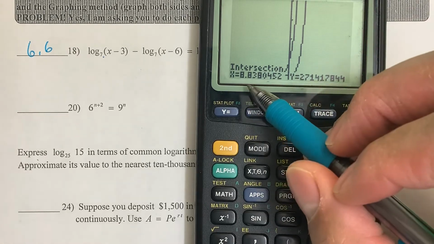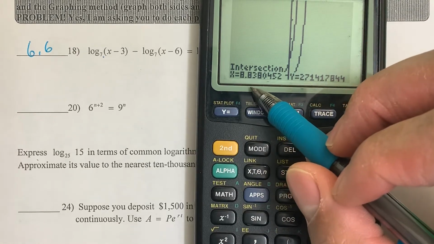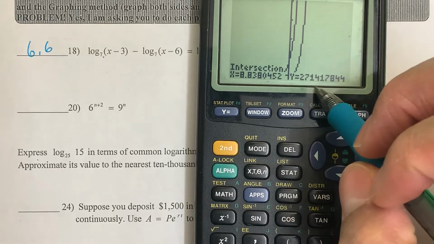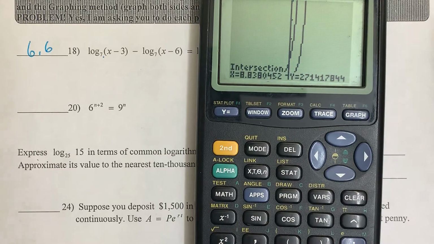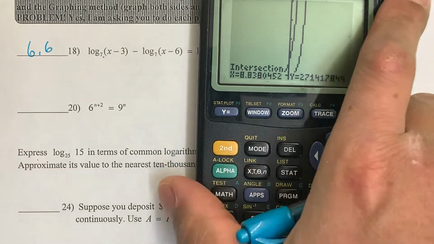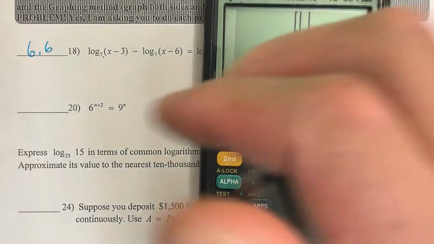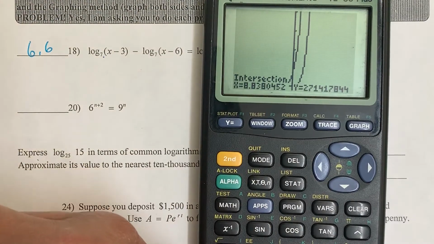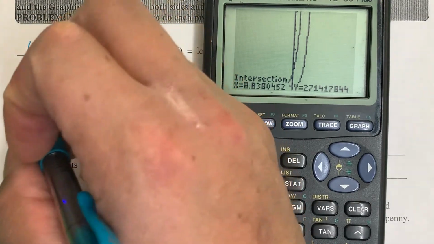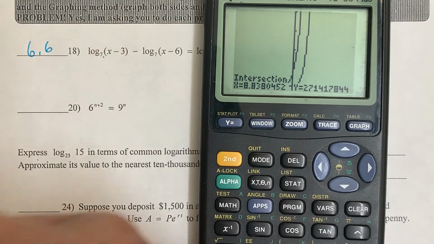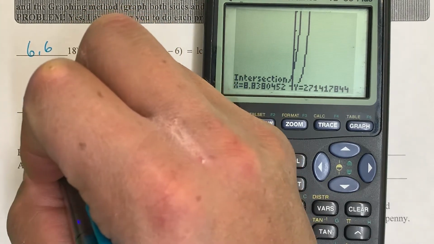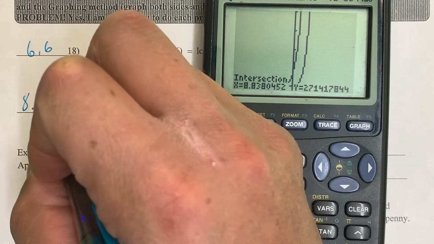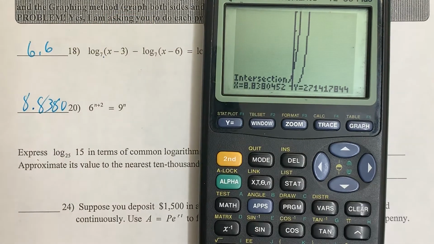Now, take a moment to look at this. By the time we get to 8.8 on the x-axis, these things are already up to, what, 271 million, right? Exponential, they get real big real fast. Sometimes it gets really hard to see where they intersect. Luckily, the calculator was able to find this without us zooming out that far. So we are looking at 8.8380. That's 4 decimal places. Okay?